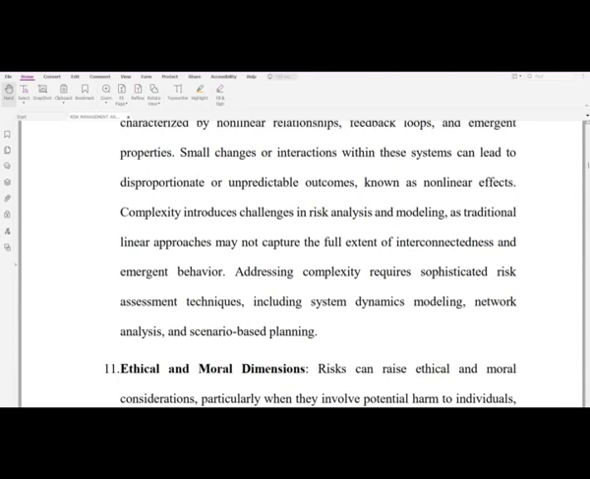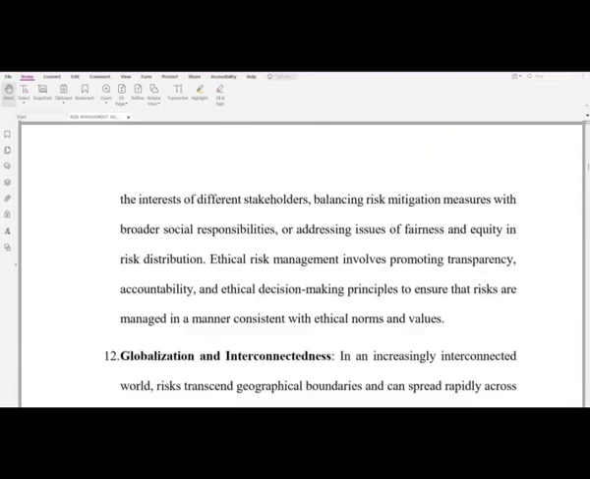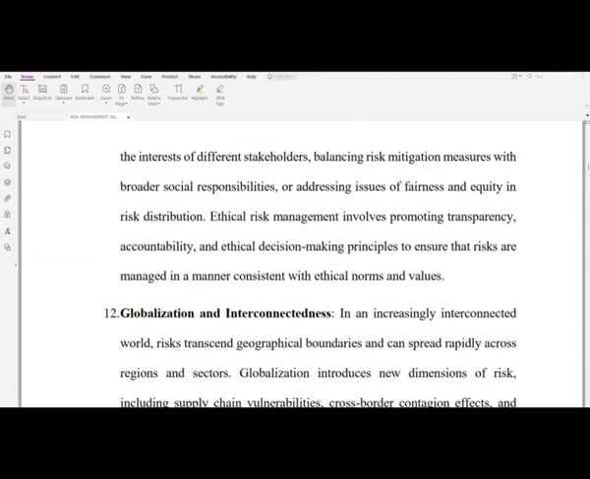Addressing these complexities requires sophisticated risk assessment techniques, including system dynamics modeling, network analysis, and scenario-based planning. The ethical and moral dimension talks about risk, which can raise ethical and moral considerations, particularly when they involve potential harm to individuals, communities, or the environment. Ethical dilemmas, of course, may also arise when weighing the interests of different stakeholders, balancing risk mitigation measures with broader social responsibilities, or addressing issues of fairness and equity in risk distribution.